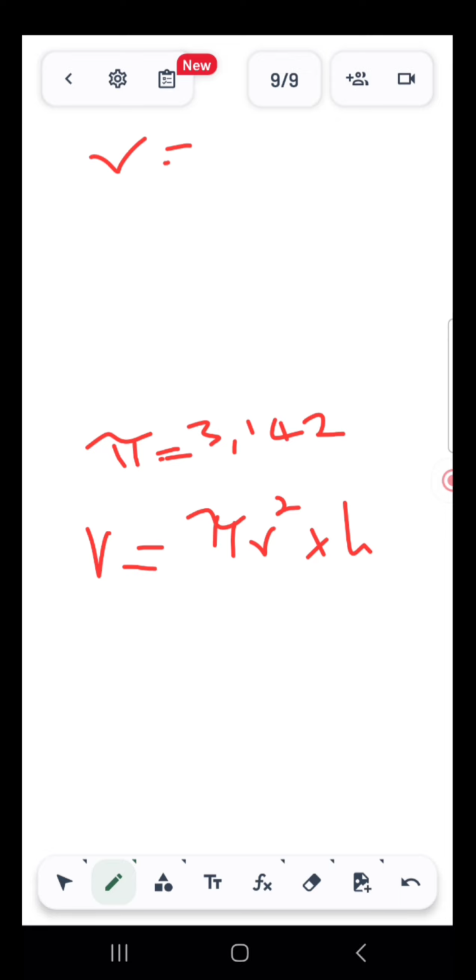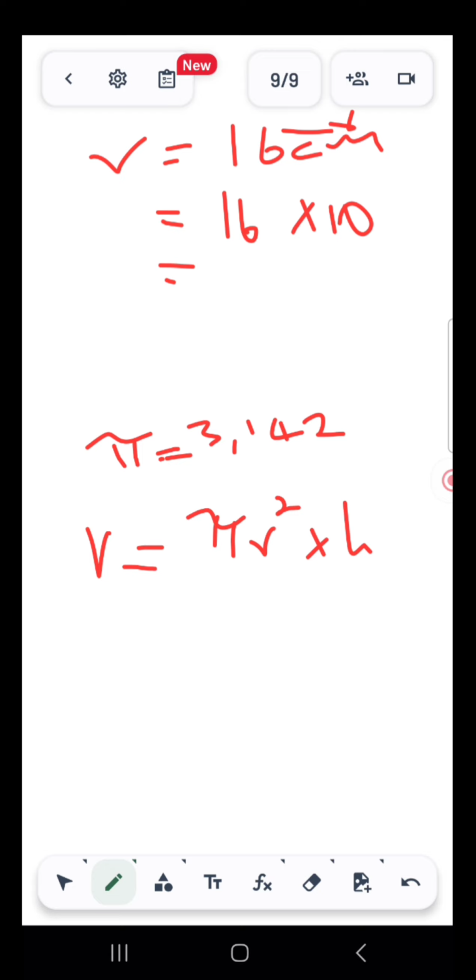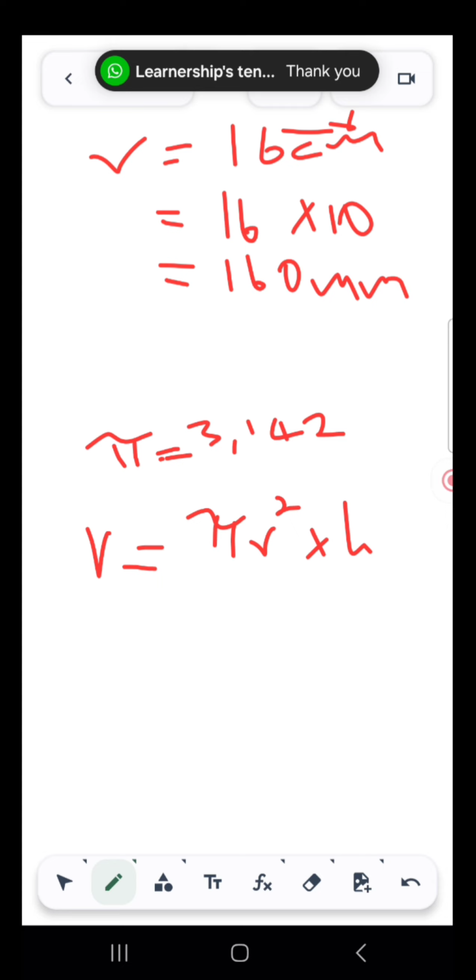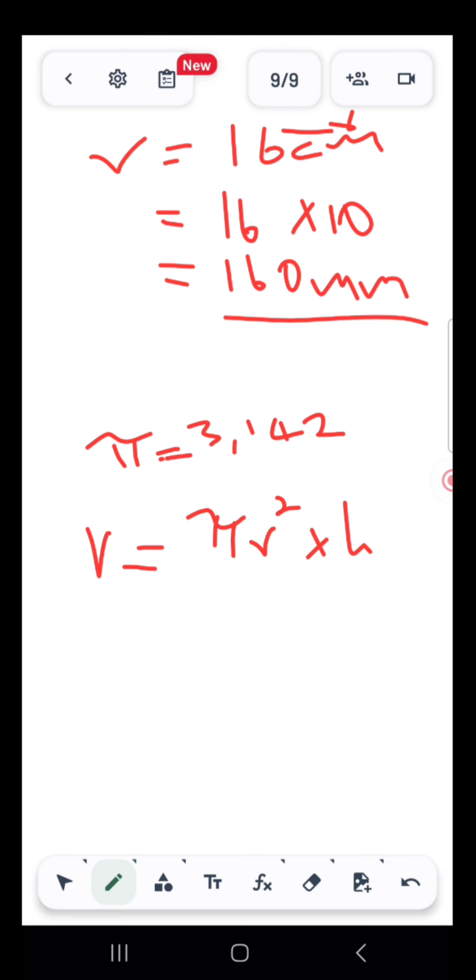So we already have the radius. We calculated the radius. It was 16 centimeter. But we have to turn 16 centimeter into millimeters because our answer must be in millimeters. Centimeter is bigger than millimeter, meaning we're moving from big to small. Then when we're moving from big to small, we multiply. So it's going to be 16 centimeter times 10, which will be 160 millimeter. Now we have our millimeters, 160. This is the radius. And then we have the height, which is 12 millimeters, and pi.